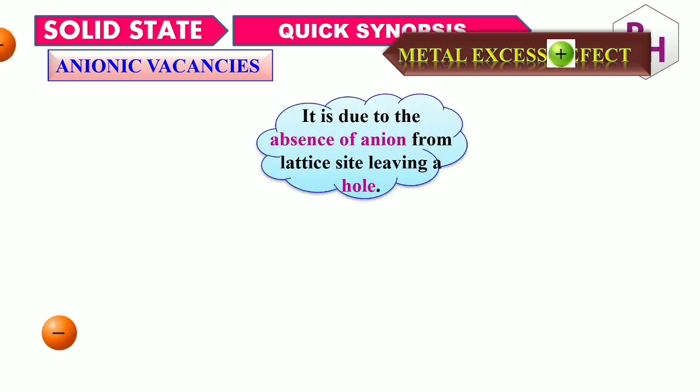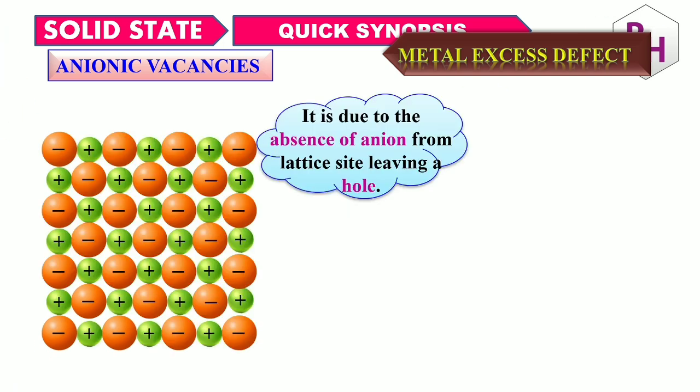What is metal excess defect? See, metal excess defect creates an anionic vacancy. As the name indicates, when metals are in excess, it will definitely create an anionic vacancy. For example, this is a structure. It is due to the absence of anions from the lattice, leaving a hole. Now what happens? Just imagine this is the NaCl structure. Now what will you do?